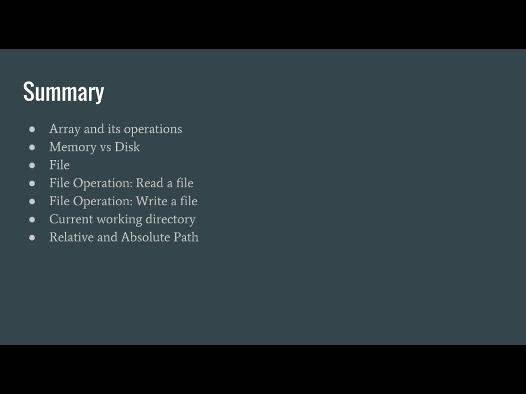We talked about the difference between memory and disk. Memory is fast, but it's volatile. Disk is large, it can hold a lot of things, but it's very slow. We talked about files. We know a file is an interface. A file is the abstraction of a sequence of bytes or characters. We learned how to read a file by using the stream reader object, how to write a file using the stream writer object, and the current working directory.